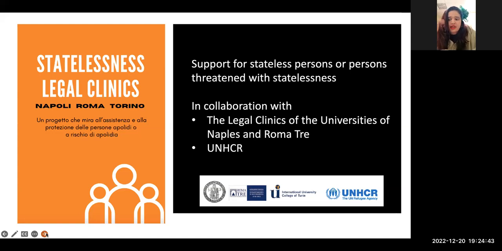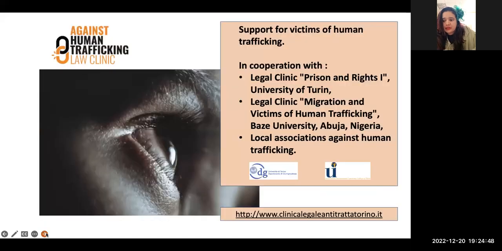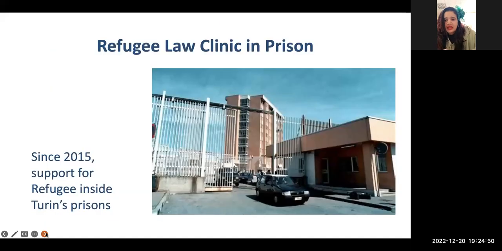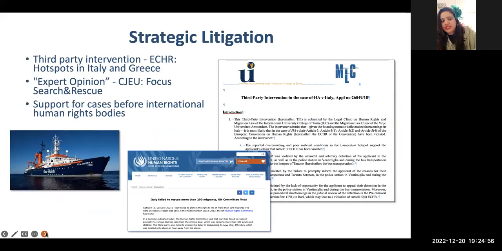And then again, we've got more activities, like the against human trafficking law clinic, the refugee law clinic in prison, strategic litigation. These are all different projects that have been, again, student-led, student-formed. Students have been very vibrant in these areas, and that's been a really great help.